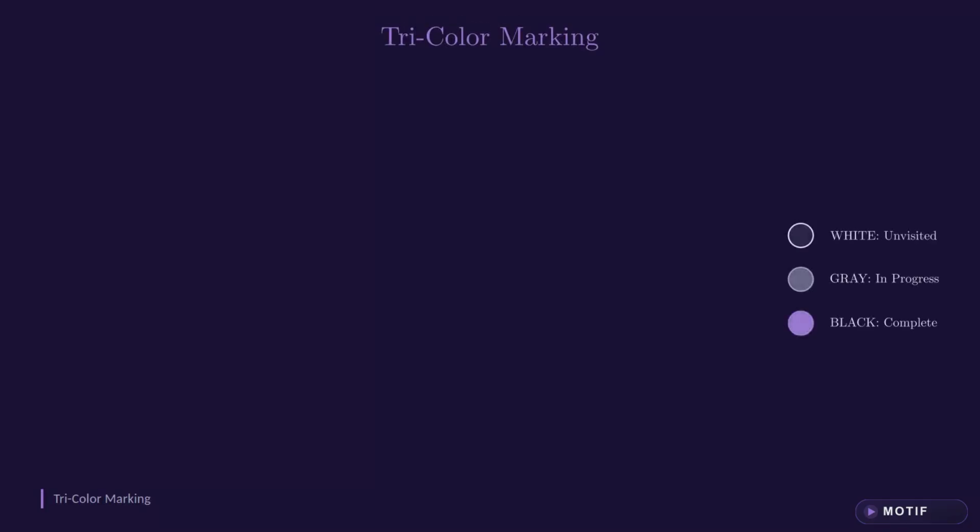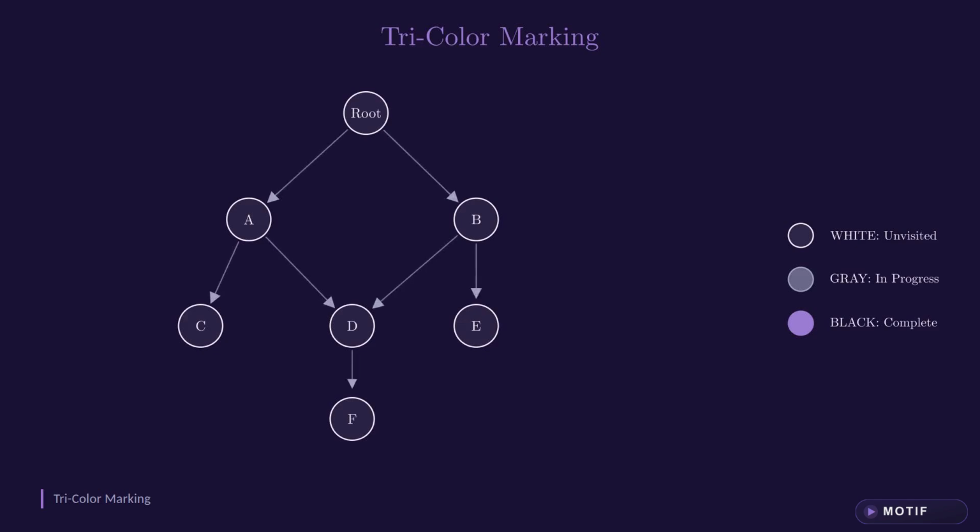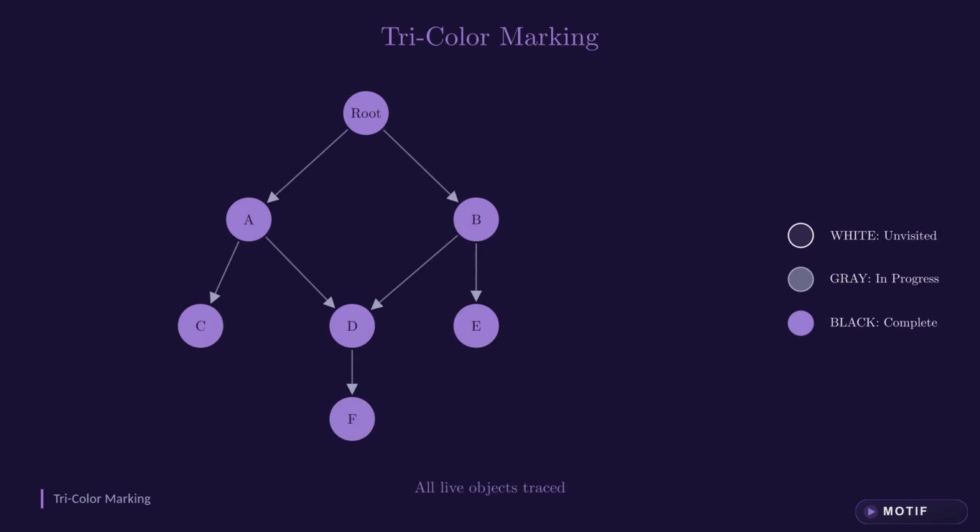What if the collector didn't need to stop the world at all? Tri-color marking runs concurrently with your application. White means unvisited. Gray means discovered but not fully traced. Black means safe, all references explored. The collector advances a wave of gray through the graph while your threads keep running alongside it. An engineering marvel hiding in plain sight.